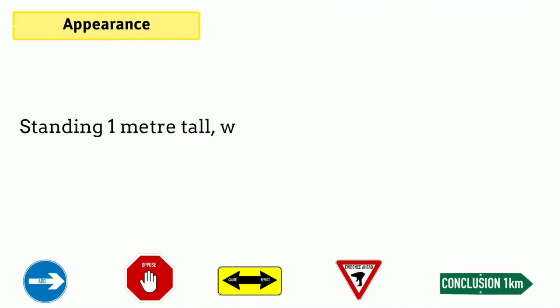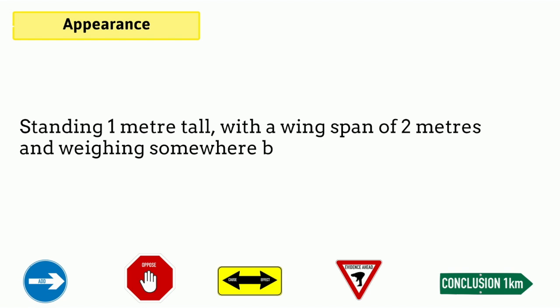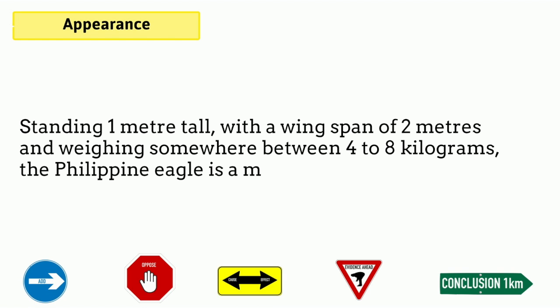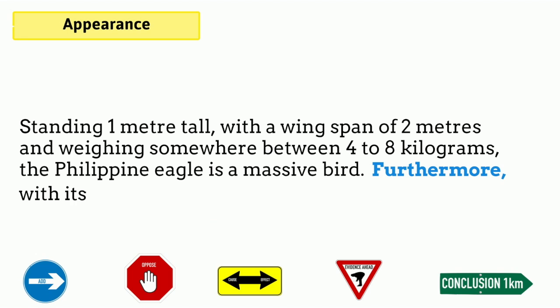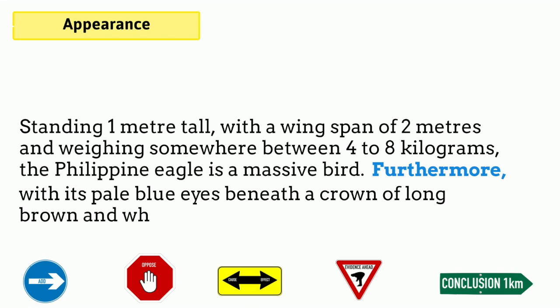Standing 1 meter tall with a wingspan of 2 meters and weighing somewhere between 4 to 8 kilograms, the Philippine eagle is a massive bird. Here comes an addition signpost. Furthermore, with its pale blue eyes beneath a crown of long brown and white feathers, it is easily recognizable.